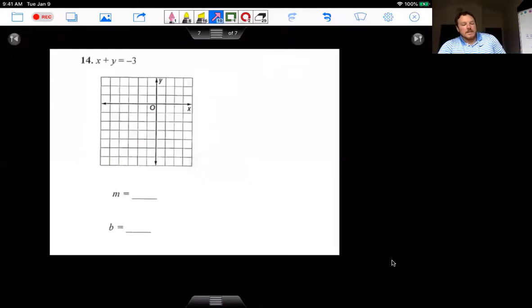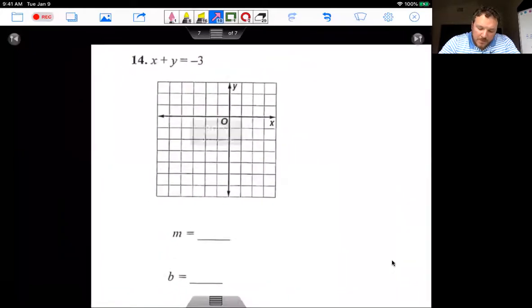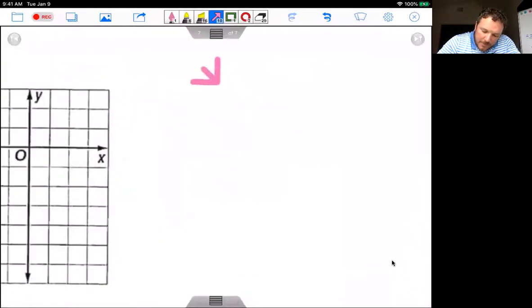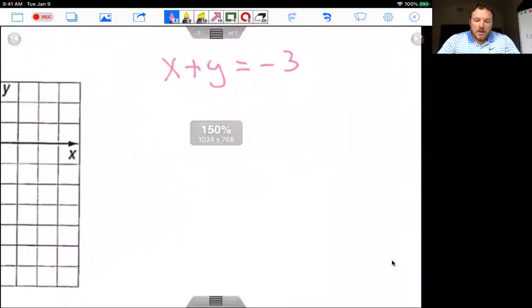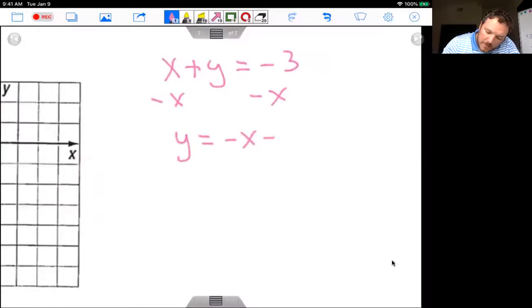Last, this is in standard form. So as we see these, remember, you have to put it into slope-intercept form. So here, I have x plus y equals -3. This one's real easy to flip. Just subtract x, subtract x, and you get y equals negative x minus 3. And now I'm in slope-intercept form.